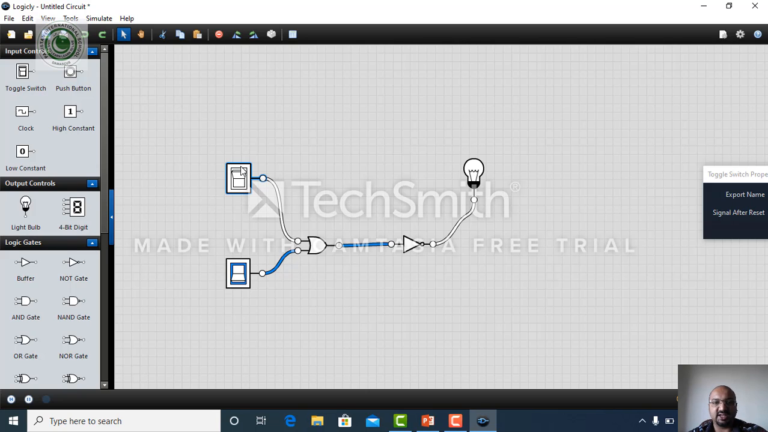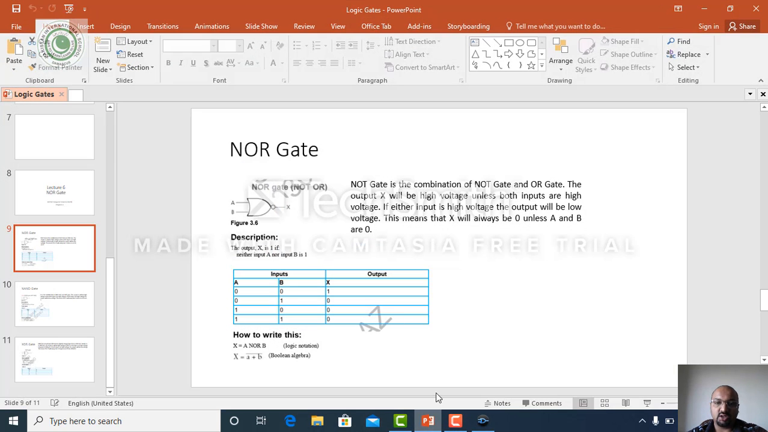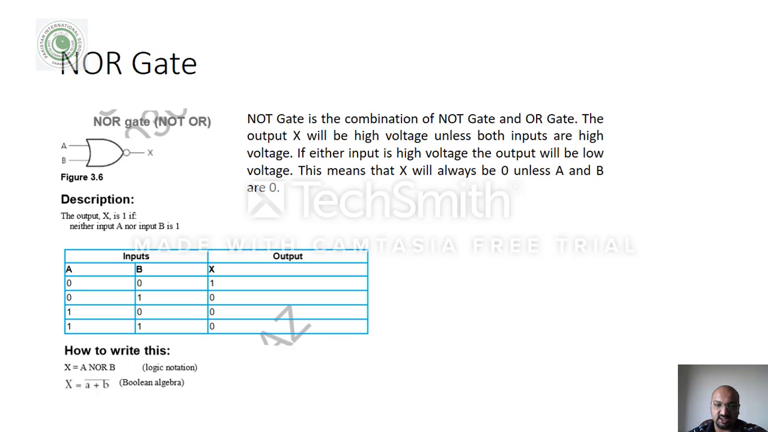What will happen if I turn both of them on? 1 and 1: it is high voltage, but it is converted into 0. So this is what the NOT gate does. As you can see here, this is the truth table.